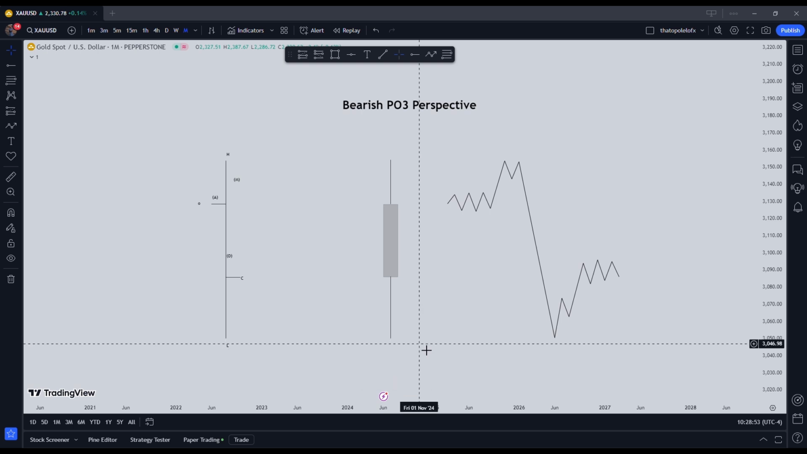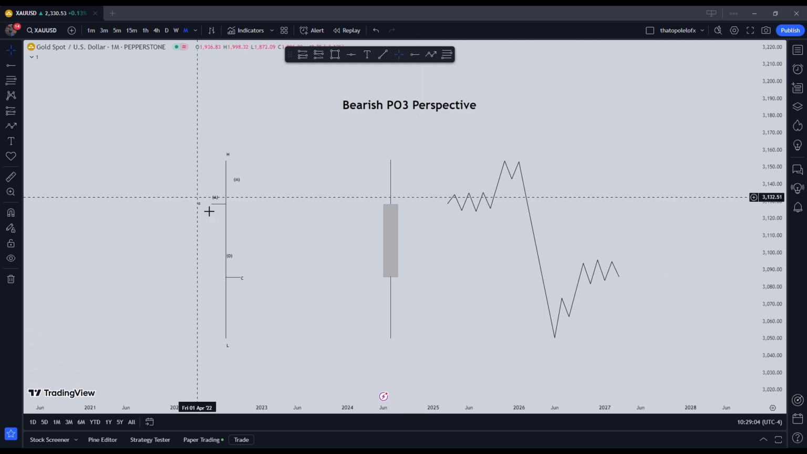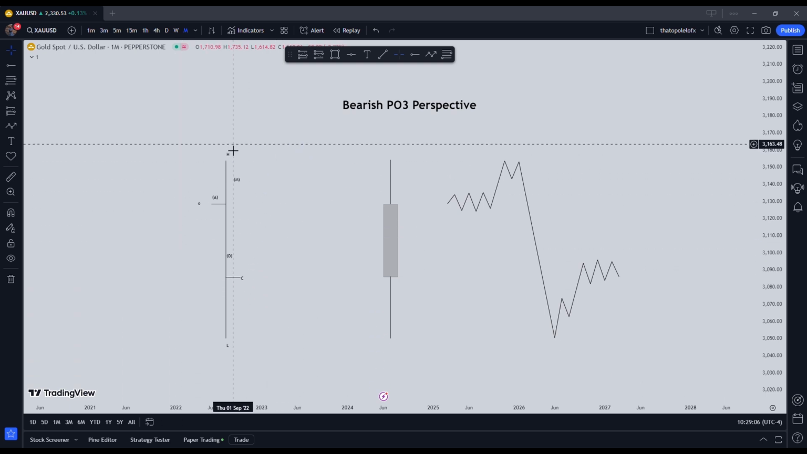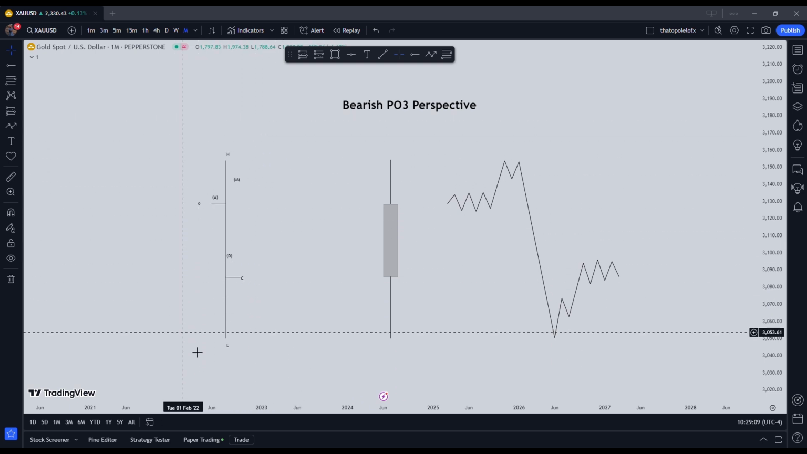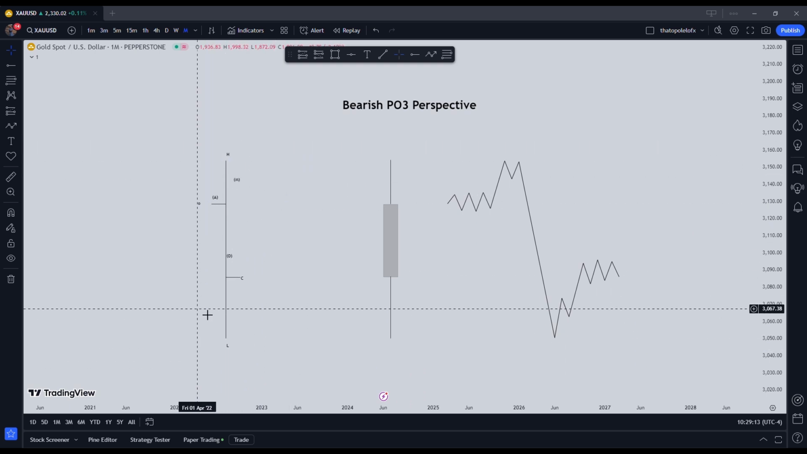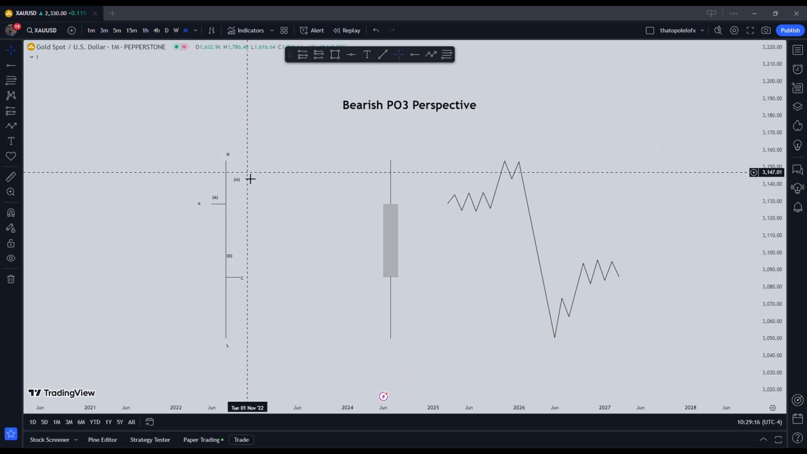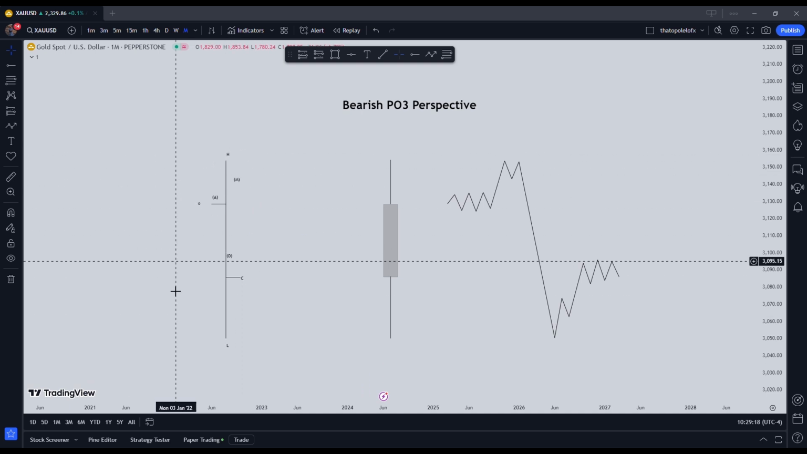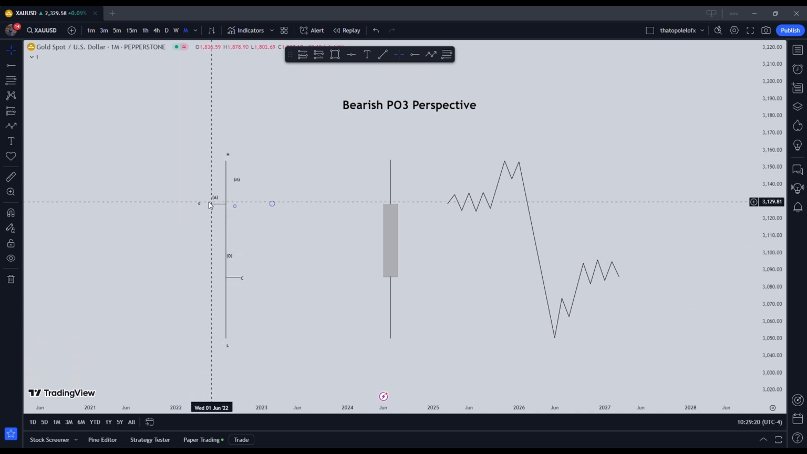All right, now let's look at the bearish power of three in different perspectives in terms of candles and the expected price movement. So let's assume this candle is the daily candle, right? The daily bar. This is how the daily bar would look, and it's a bearish bar. So it's a bearish day, right? So, like we said, the opening of the price. So you see this thing right here.